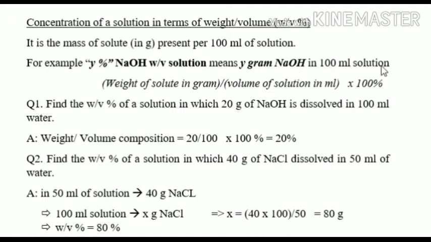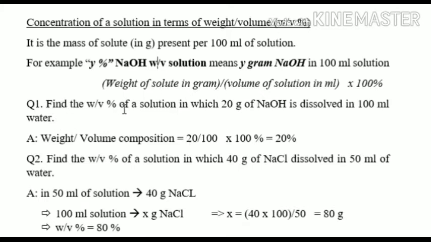I can also calculate it using the relation: weight of solute in gram divided by volume of solution in ml, multiplied by 100%. I take the weight of solute in gram and the volume of solution in milliliter, divide, and multiply by 100, and we will get the weight by volume percentage of a solution. So let us take a question.